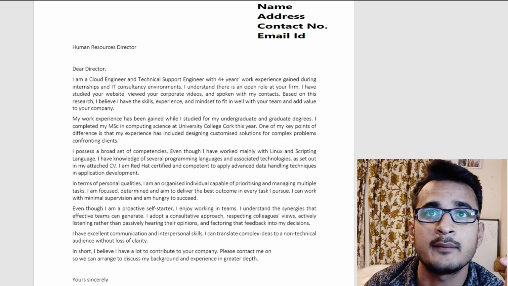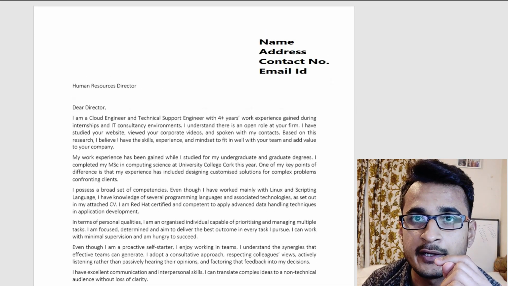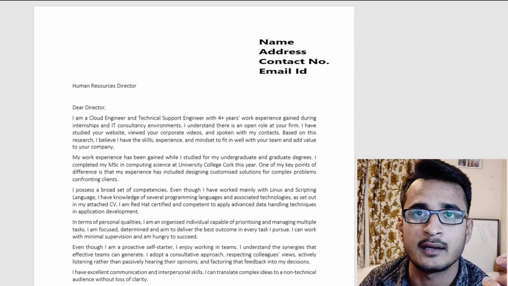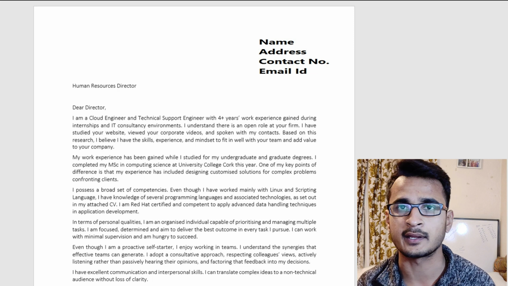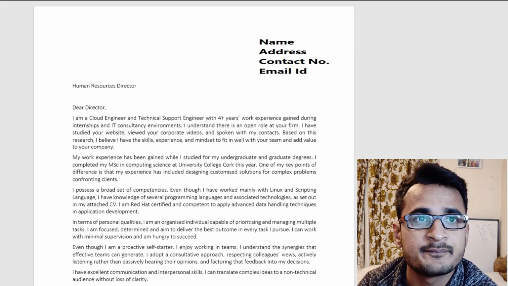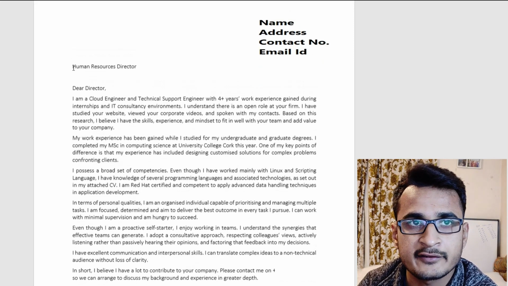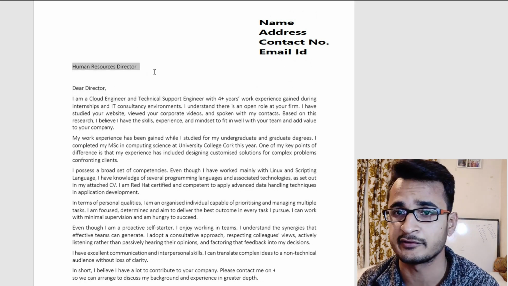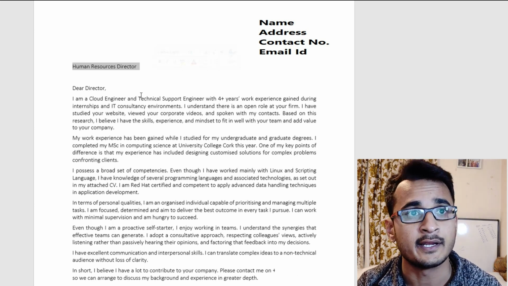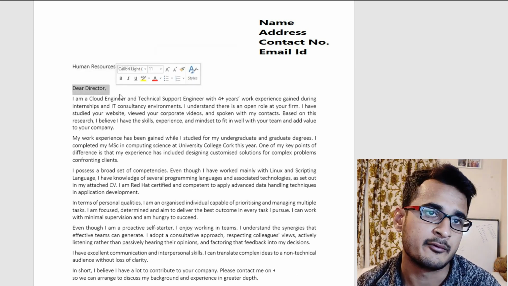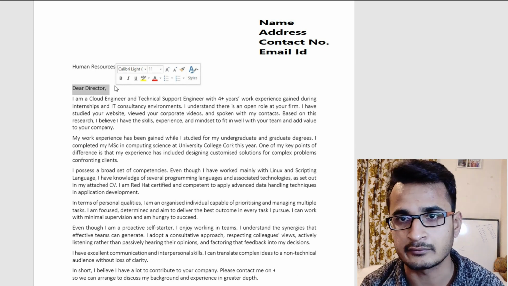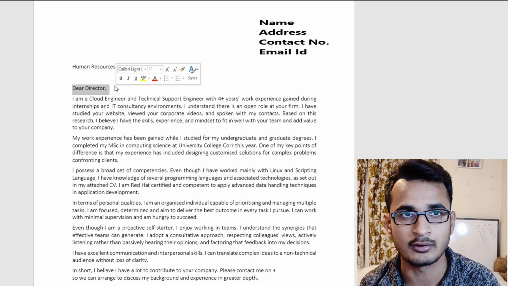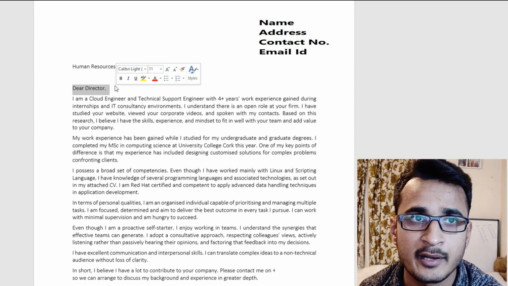First of all, in a cover letter you need to mention your details. I will hide some of the details, but you add your name, address, email ID and contact number. Then comes the human resource director line. You can change this as per the company's requirement or description. If you are sending it to a particular person, you can write their name or any detail about them. You can just play around.